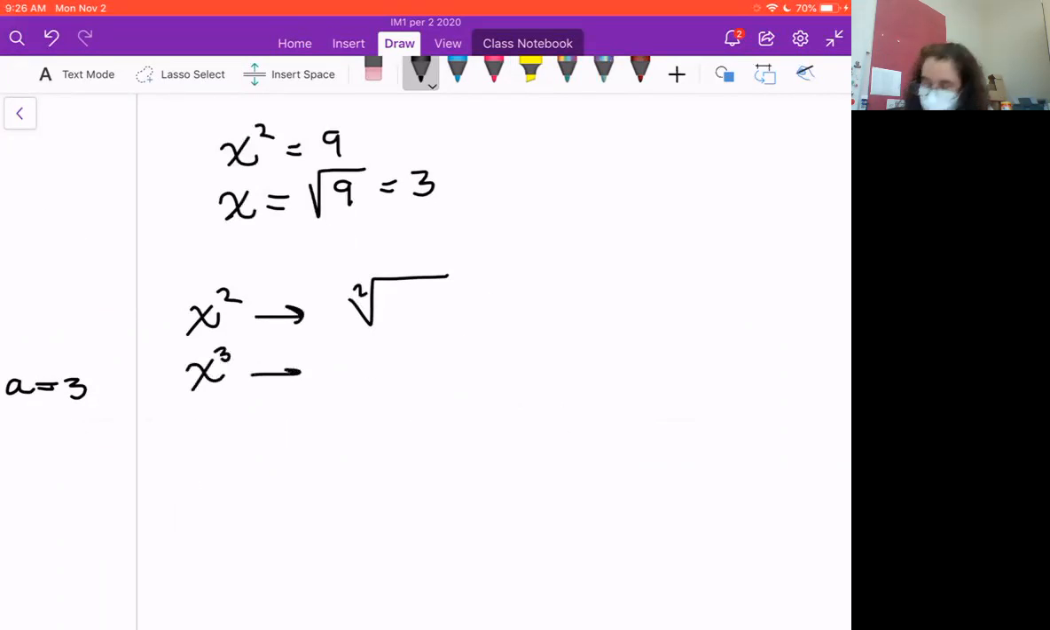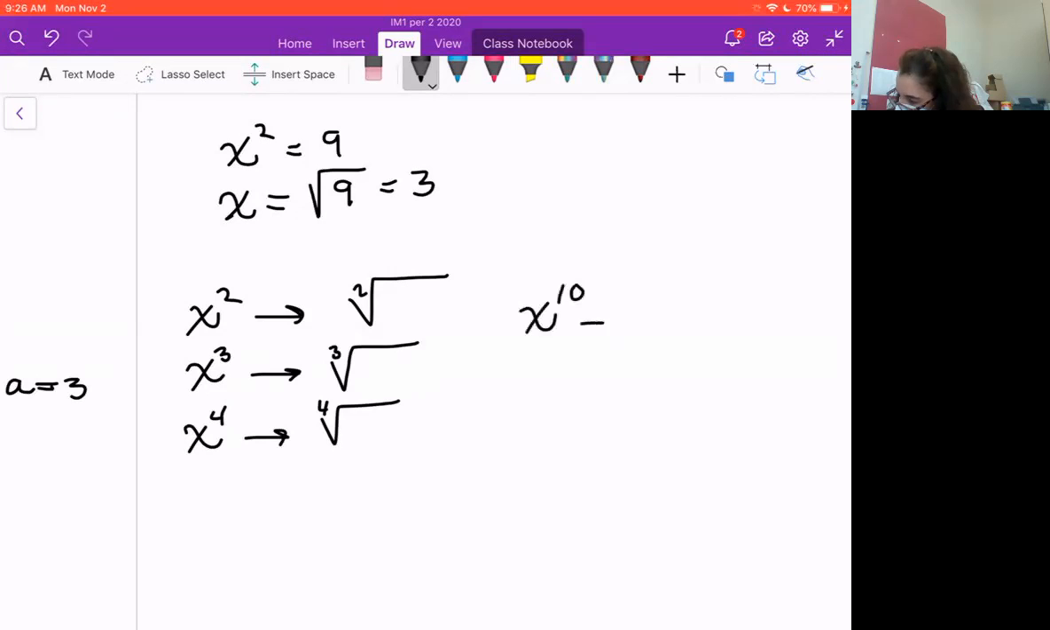there are other roots. If you have an x cubed, you have to do a cubed root or a third root. In other words, you have to do a different root, a root with a little 3 here. This is not a square root. This is a third root or a cubed root. If you have an x to the 4th, you have to do a 4th root. If you have an x to the 10th and you want to undo that, you do a 10th root. It works for any exponent.